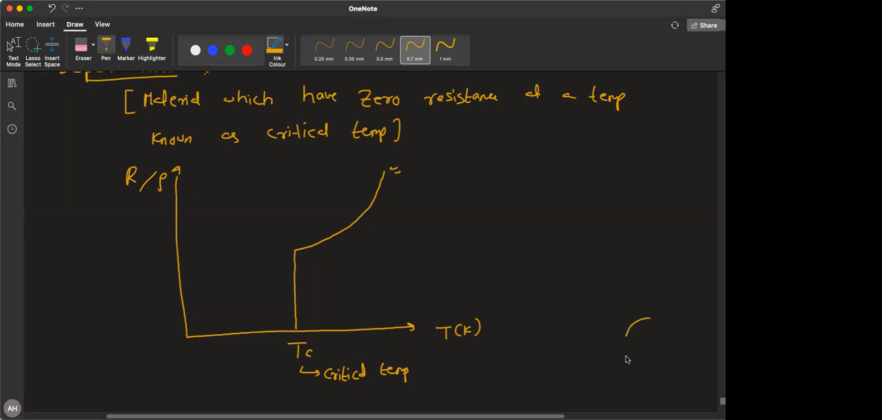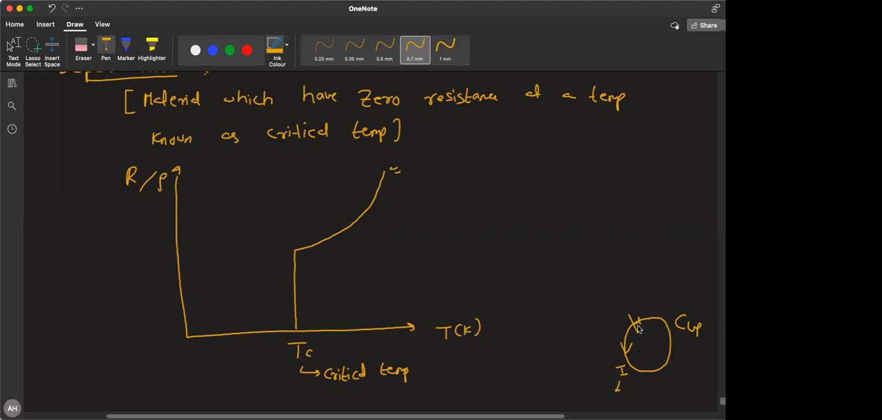So if you take a loop of copper, you connect this loop to a cell, some current will start flowing through this copper loop, and then you remove the battery. What will happen? After some time, the current will be zero. So where current is zero, that means electrical energy will be zero. Where does that electrical energy go?